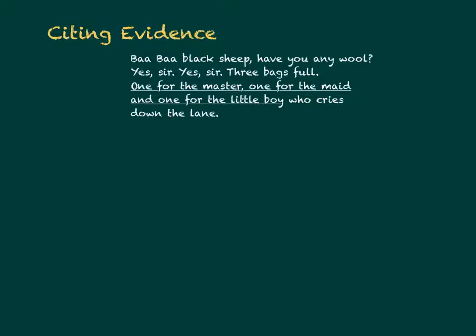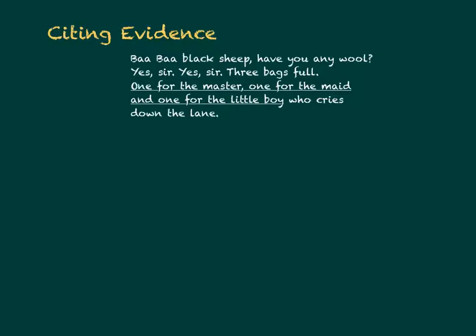believed that the original nursery rhyme was the little boy who cries down the lane, suggesting that the poor child who lives down the lane is crying because he's only left with one bag. This is the only bag of all the wool that the shepherd would have found that he can sell, and therefore it's his little boy who may be crying because his parents are not making enough money to feed him.